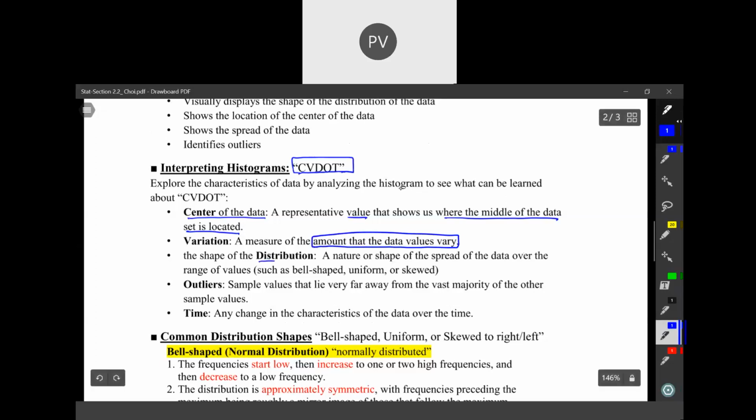What is a distribution or the shape of a distribution? It can be of any shape, like bell-shaped, uniform, skewed. We will see about this in a moment.